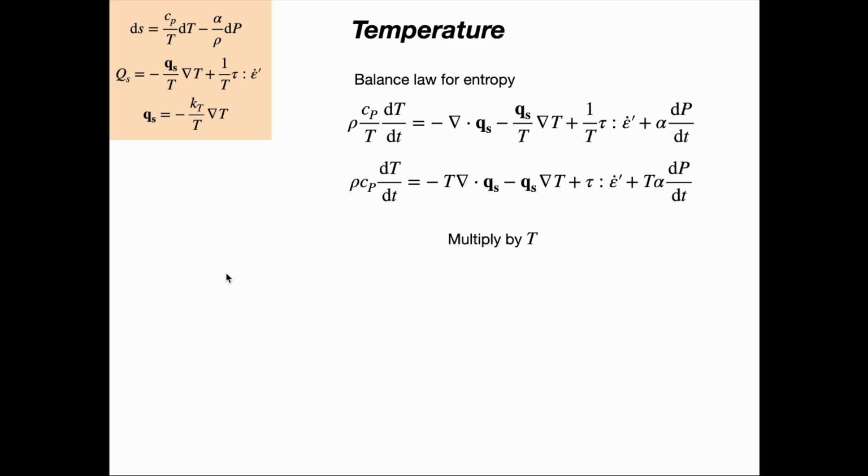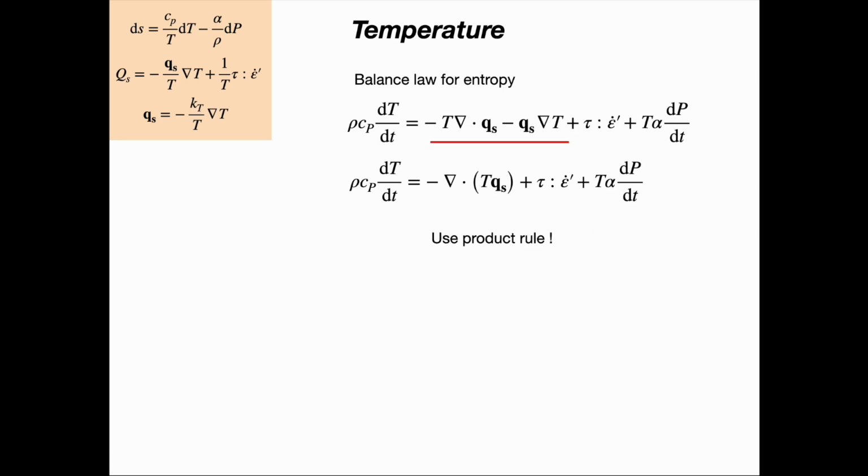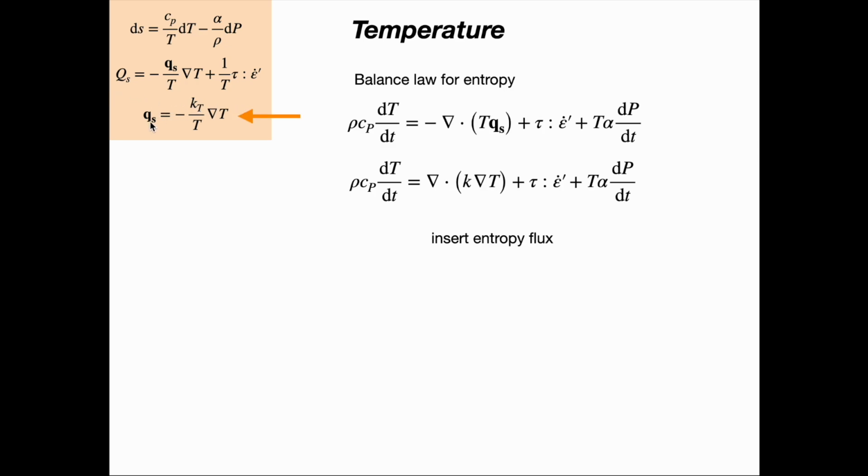Now we multiply everything by T because we had a lot of divisions by T. So the division by T will disappear here. Now we have a multiplication by T in front of the divergence of the entropy flux. The division by T disappears here and disappears here. T now appears in the adiabatic heating term. As usual, we use the product rule, so we can identify that minus T divergence Qs minus Qs gradient T is nothing else than divergence of T Qs. And we can now introduce the entropy flux minus k over T gradient T, and this will generate this term here.